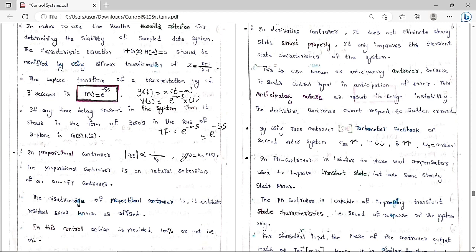So finally, I can say some important points regarding this proportional controller: in the case of a proportional controller, the output is P of s and the input is E of s, and Kp is the gain of the proportional controller. So P of s is equal to Kp into E of s, and the amount of this steady state error is directly proportional to 1 by Kp. As the value of Kp increases, the amount of this steady state error will decrease. The proportional controller is basically a natural extension of an on-off controller, and its main disadvantage is that it is going to exhibit a residual error known as offset. Still a non-zero steady state error is going to be present all the time. In this, control action is provided either 100% or 0%. So these things you always have to keep in your mind.